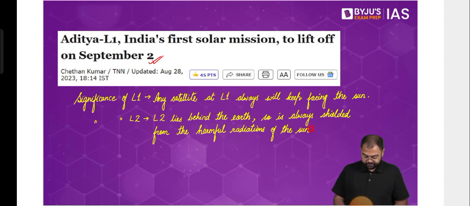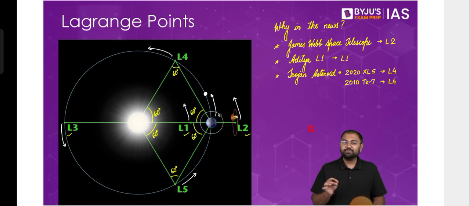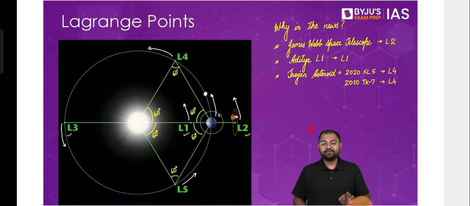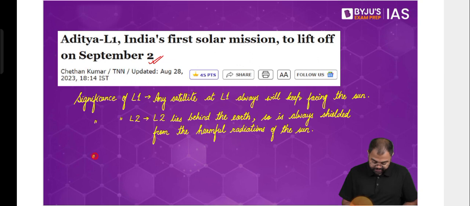Now, coming to, let's say, L4 and L5. In case of L4 and L5, they are said to be the most stable points. Out of the 5 points that we have, L4 and L5 are said to be the most stable points. And that's why very often L4 and L5 are the points where Trojan asteroids are found. So, the significance of L4 and L5.